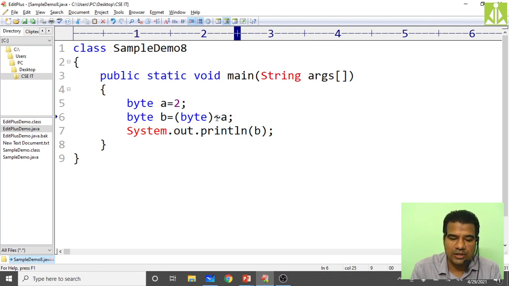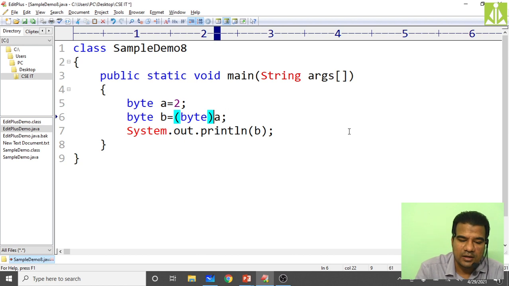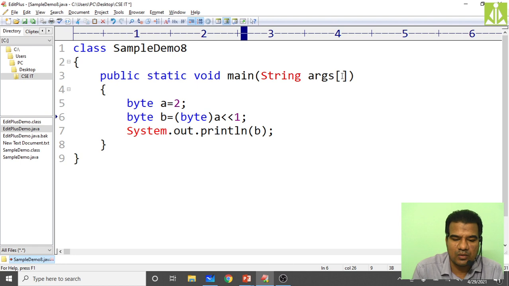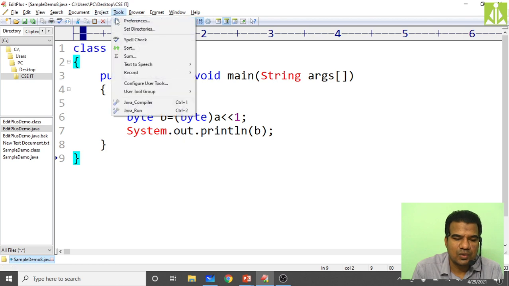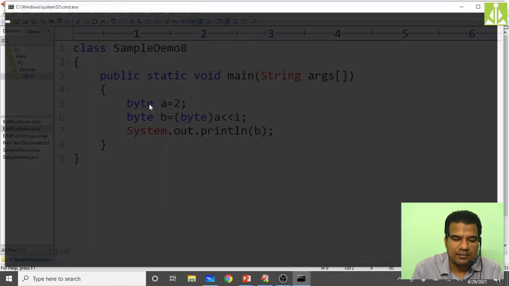So now what I am doing, remove this one. So A, here what you have to do, apply the left shift operator once. We'll see how it will come. We are applying left shift only once. So compile.